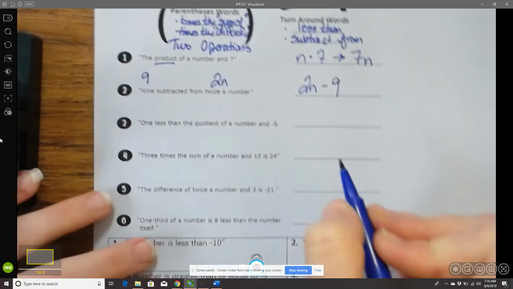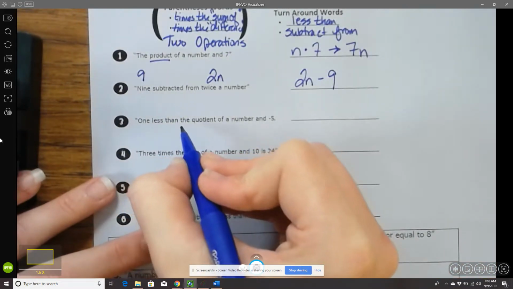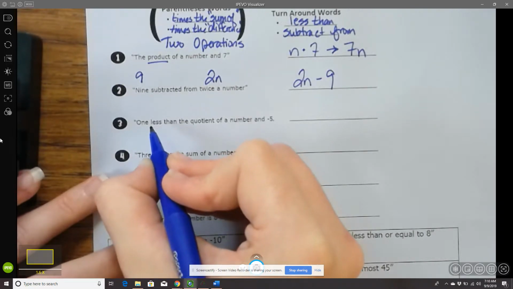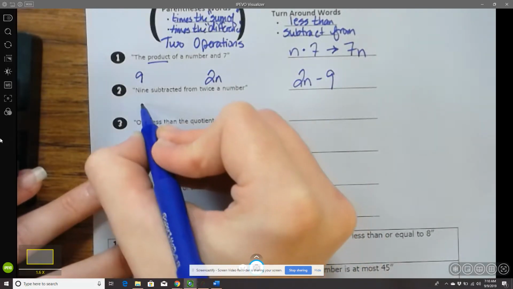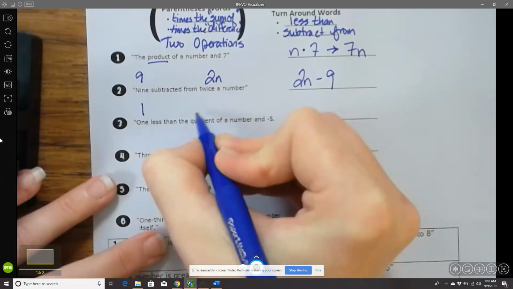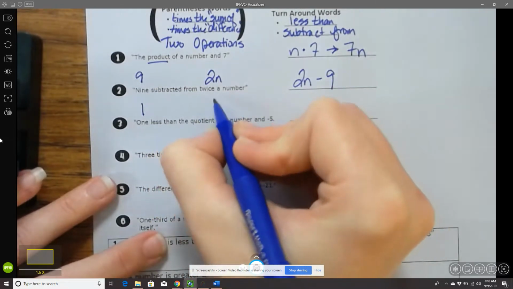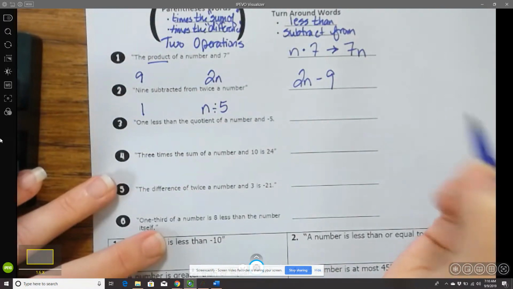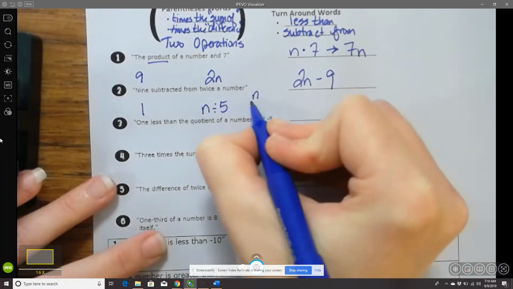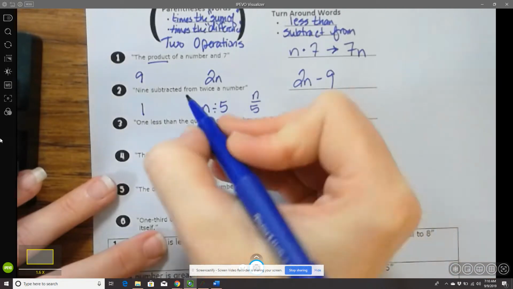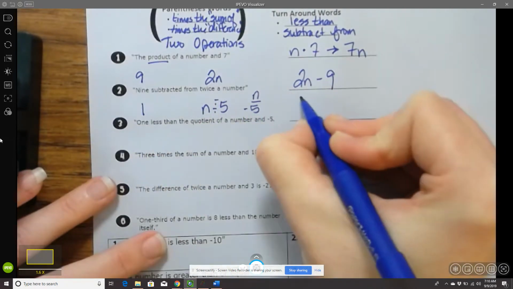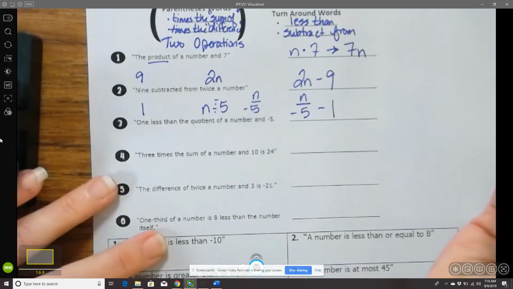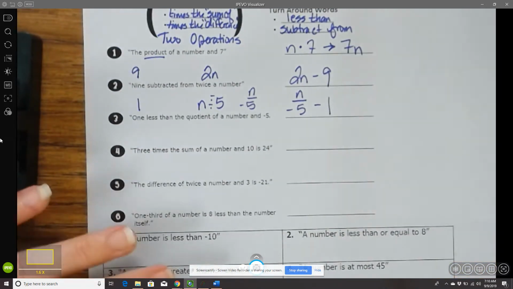minus 9. Here we've got 1 less than the quotient of a number and -5. So again, less than, so we're going to turn it around. So we've got 1 less than the quotient of a number and 5 would be n divided by 5, or you could write it n divided by 5 this way. Oh, sorry, it's a -5. So we could do n over -5 minus 1. That's one way that you could write it.